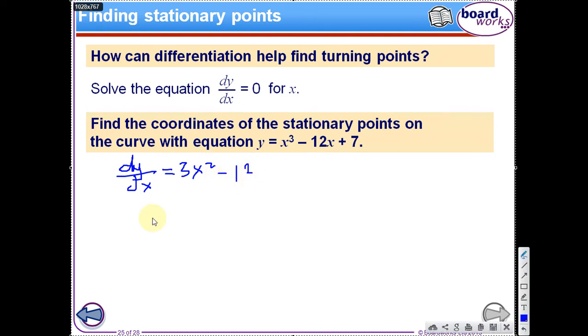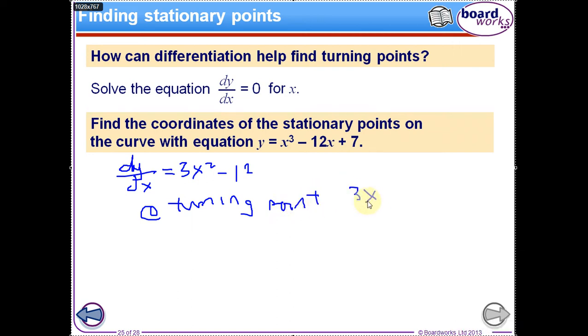So at turning point, you equate that function to 0. I will not be writing everything because of our time. So I have 3x squared minus 12 equals 0. Then you make x the subject of the formula.